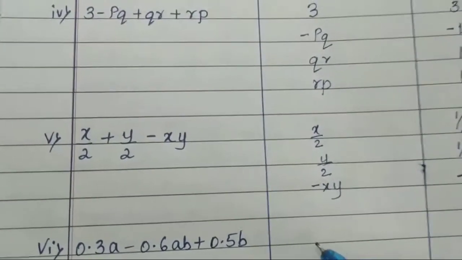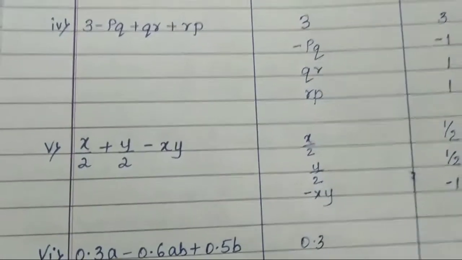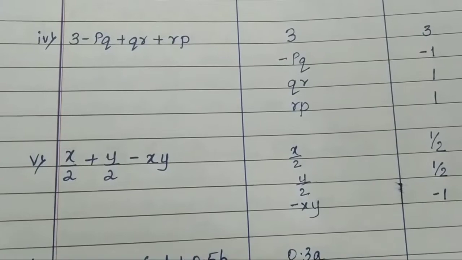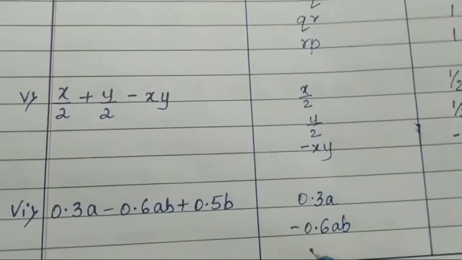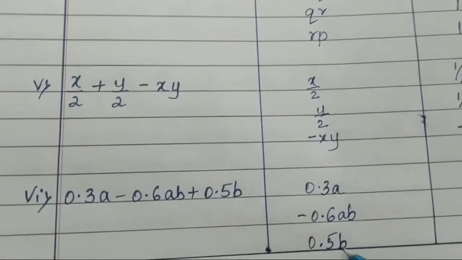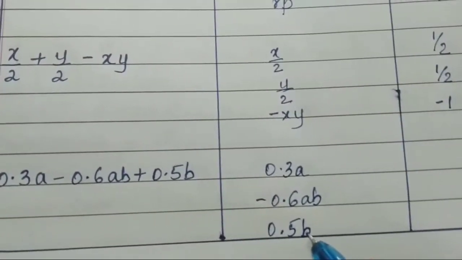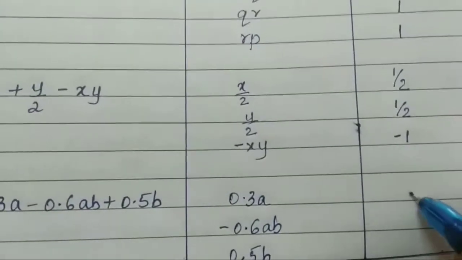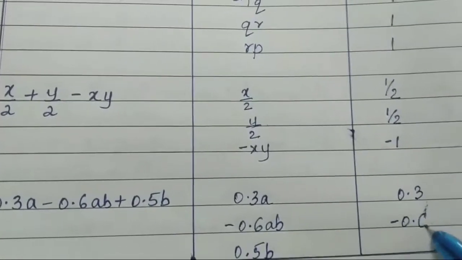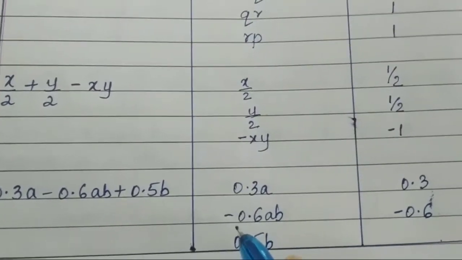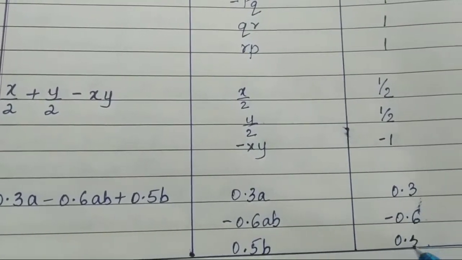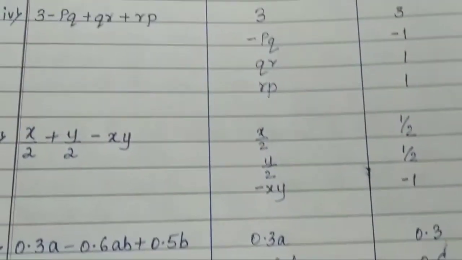Okay, similarly here 0.3a minus 0.6ab plus 0.5b. So here there are three terms: 0.3a, minus 0.6ab and plus 0.5b. Okay, so according to this the coefficients are 0.3, and here it is minus 0.6, as you can see the minus sign is there, and here it is 0.5. Okay.